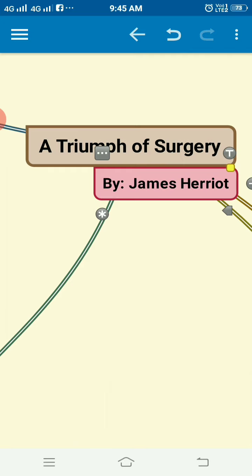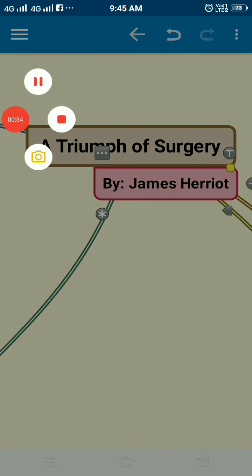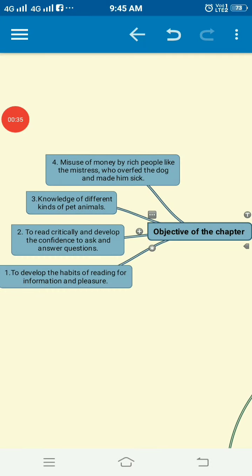Let us have the objectives of this chapter. The first objective of this chapter is to develop the habit of reading for information and also for pleasure. The second main objective is that you will critically read the chapter and develop the confidence to ask and answer questions after reading this chapter.